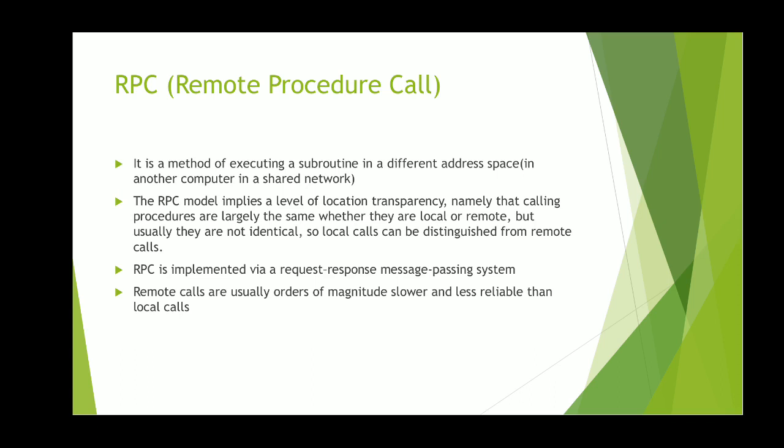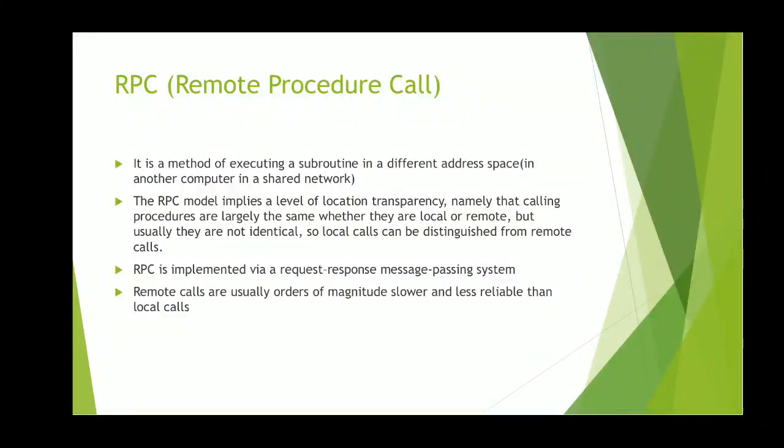The RPC call is similar to a regular function call, so the programmer can easily code the application. But RPC calls and regular function calls are not identical. It can be easily distinguished from a regular function call. So the RPC model implies a level of location transparency, namely that calling procedures are largely the same whether they are local or remote, but usually they are not identical. So a local call can be easily distinguished from a remote call.